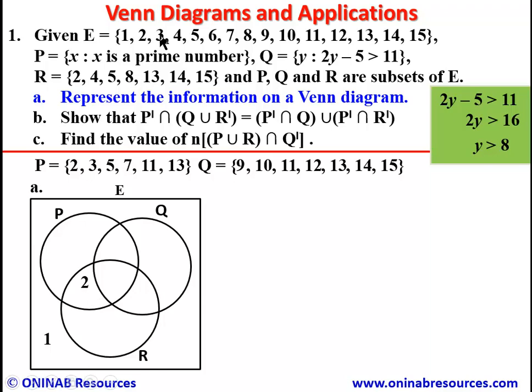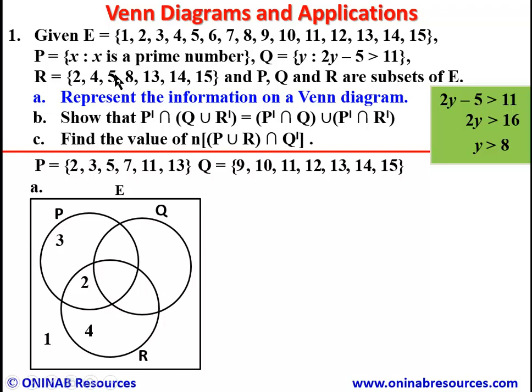We go for 3. 3 is in P and it is not in any other set. So 3 will be in this region, that is P only. And we go for 4. 4 is only in R. So R only is this region. So we place 4 there.